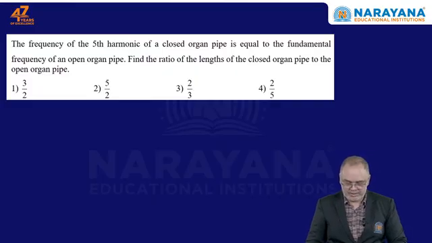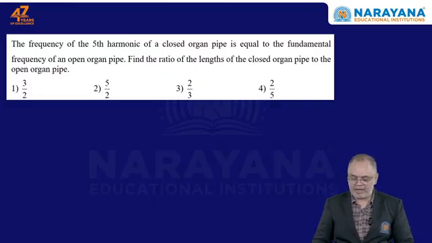So the first question is, the frequency of fifth harmonic of a closed organ pipe is equal to the fundamental frequency of an open organ pipe. Find the ratio of the lengths of the closed organ pipe to the open organ pipe.